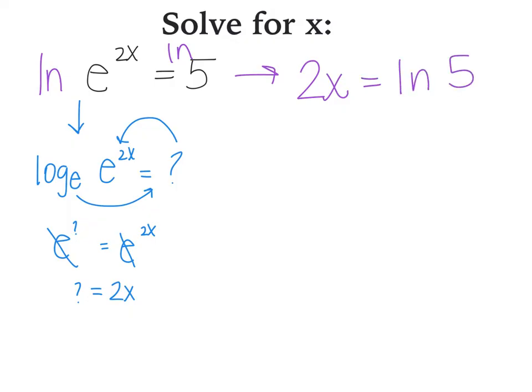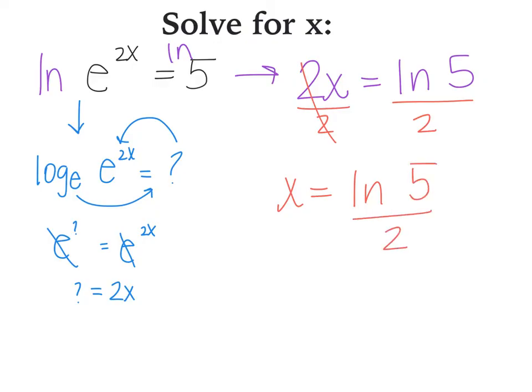Now I can't cancel the ln and 5 here because they don't have the same base. They're not going to cancel in the same way that these two e's are. But what I can do is manipulate my equation, divide both sides by 2, and I have x is going to be equal to ln of 5 over 2. And there's actually an ln button in your calculator, and if I wanted to approximate that, it's going to give me about 0.8047. So either of these things will work.